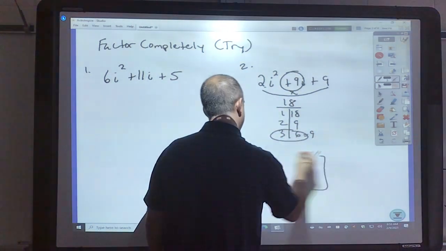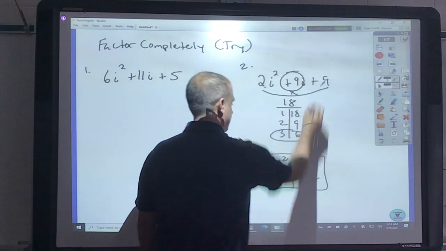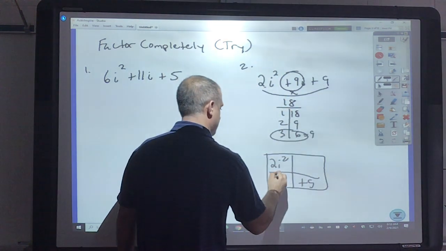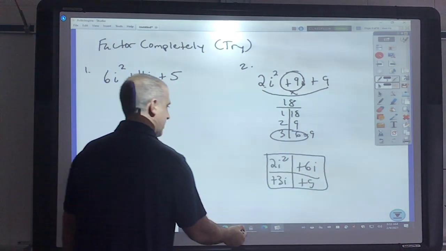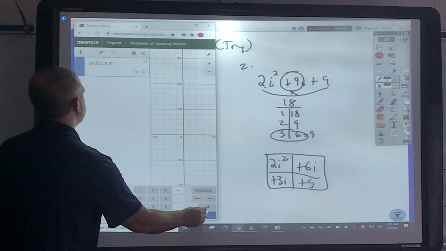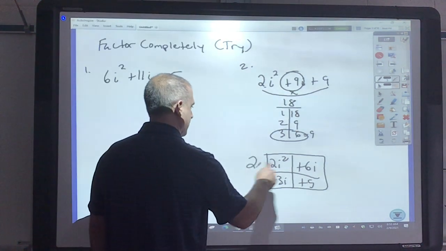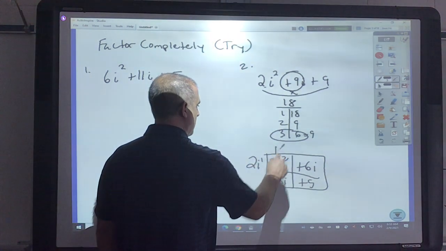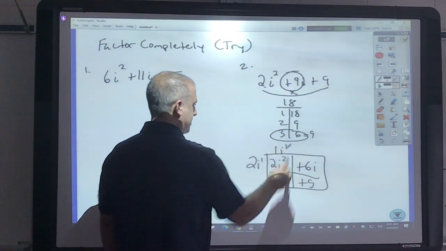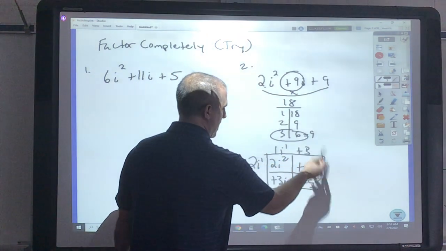Okay, so in my box, this is still the first term. This is still the last term. This will become 3i. This will become 6i. So just do the GCF going across. 2 and 6 gives me 2, and this has an i to the first. 2 times what would give me 2? That'd be 1. This has to have an i to the first. 2 times what would give me 6? That would be 3. This does not have an i.